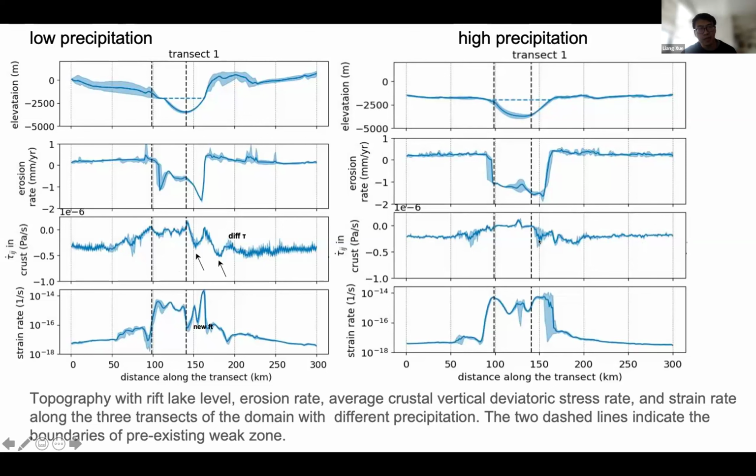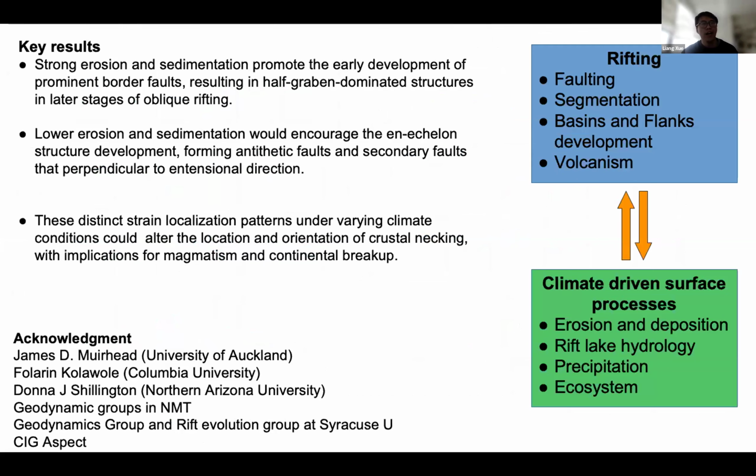So that's the explanation of the relationship between the erosion, deposition, and the development of waterfall. So, the key result is that we found that strain erosion and the sedimentation would promote a longer life of the border fault and half-graben development, especially away from the center of the oblique rifting.